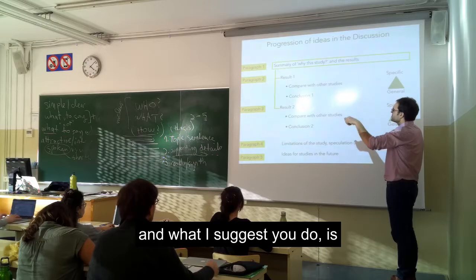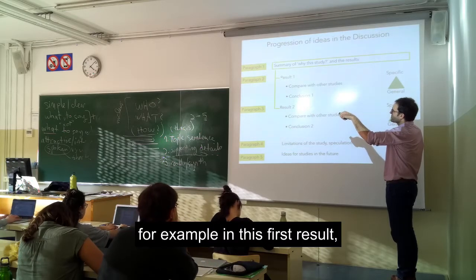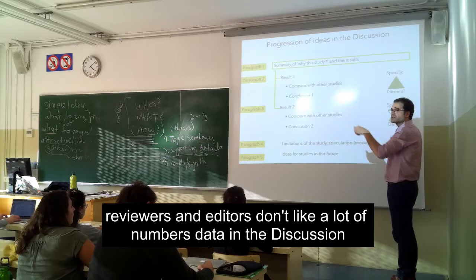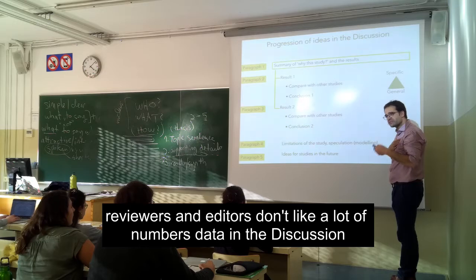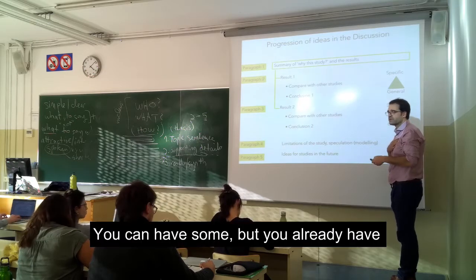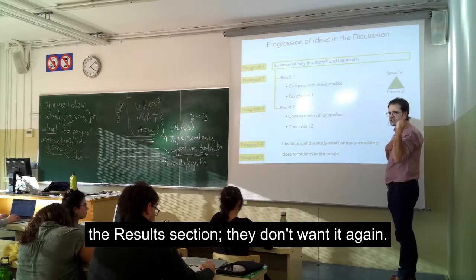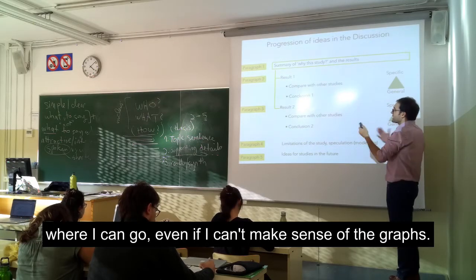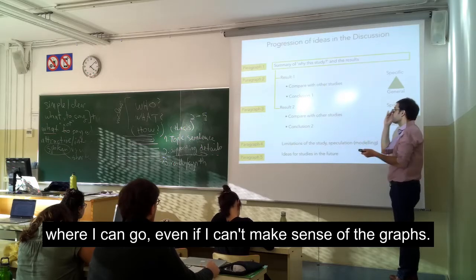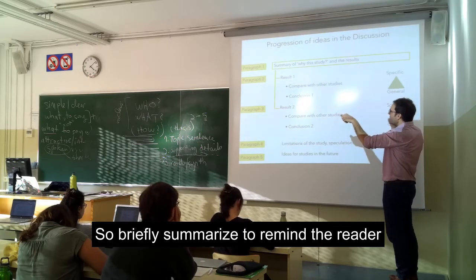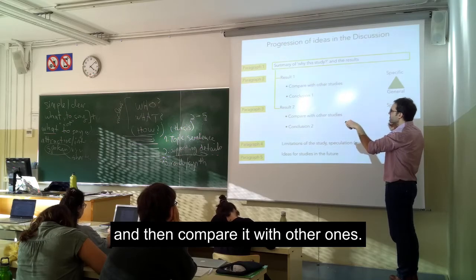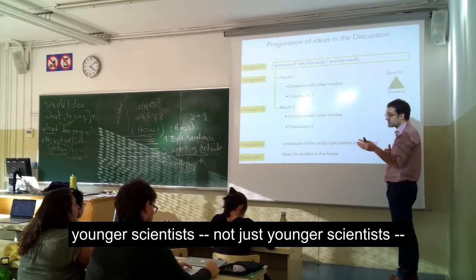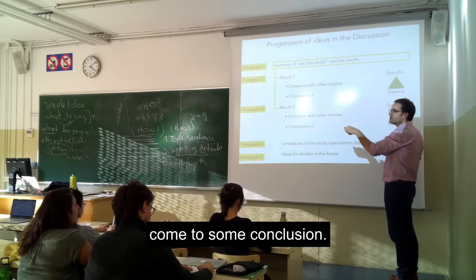And what I suggest you do is, for example, in this first result, briefly summarize the result. Don't give a lot of numbers. Reviewers and editors don't like a lot of numbers data in the discussion. You can have some, but you already have the results section. They don't want it again. They want the discussion to be a story, where I can go, even if I can't make sense of the graphs. So briefly summarize to remind the reader what you saw in your study, and then compare it with other ones.